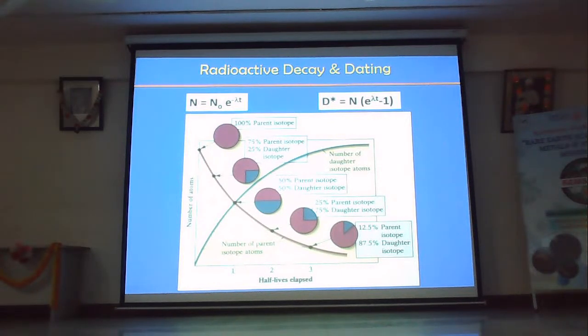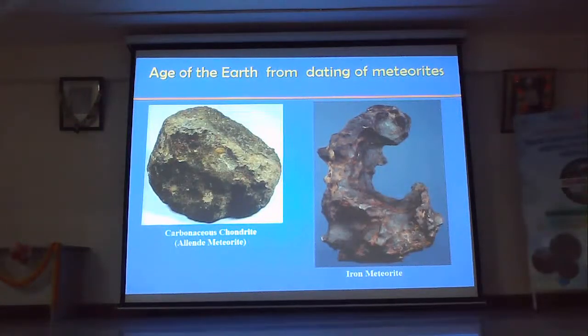Of course, there are many ways we find time, but this is the basic equation based on which geochronology is established. So radioactive isotopes, or unstable isotopes, are utilized for dating purposes or finding the time of events. And that's what led to the dating of the Earth, or the age of the Earth, by dating meteorites.